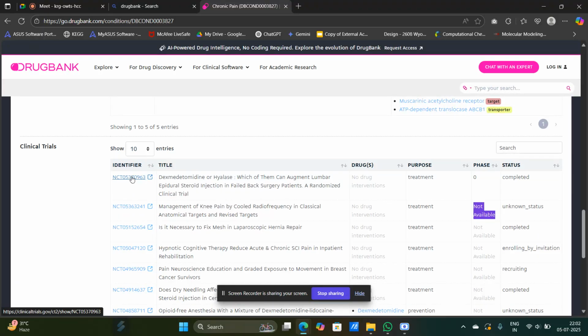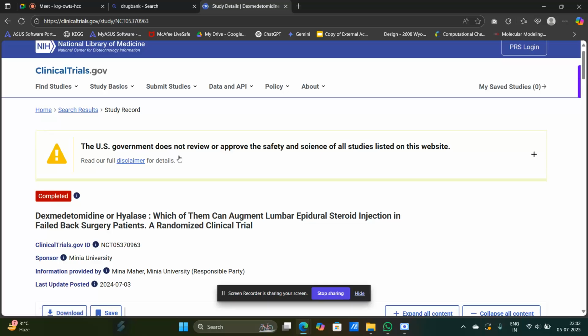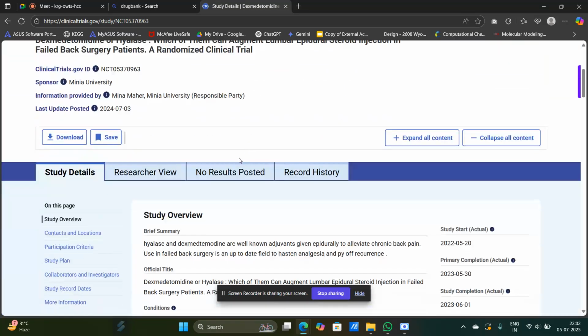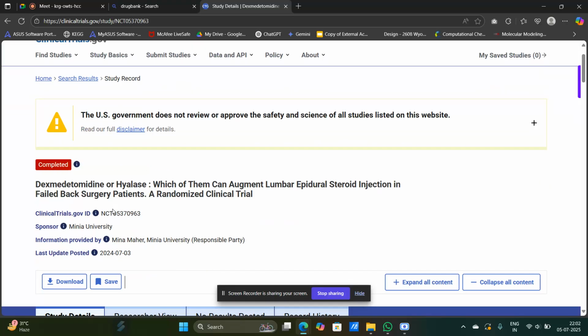And if you click on this, let's see what is there. So there is a website called clinicaltrials.gov, and you have got this, and I think you guys can go through it.